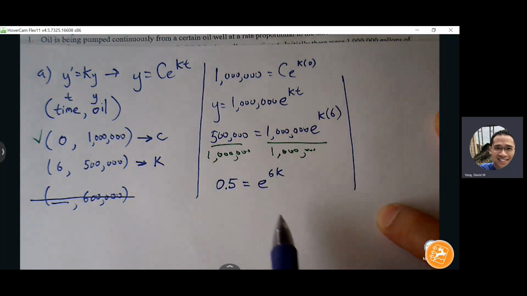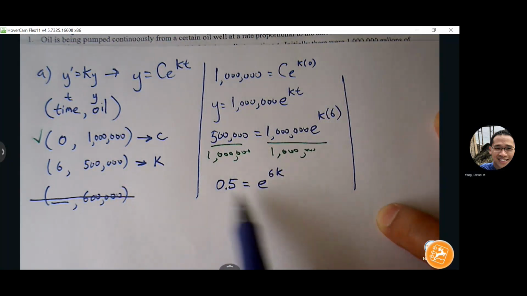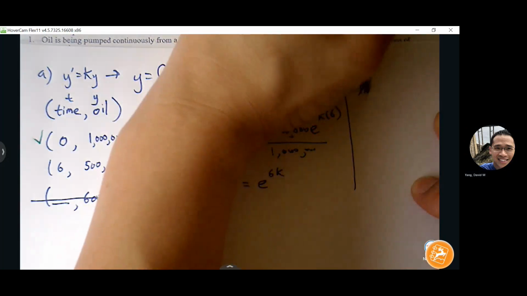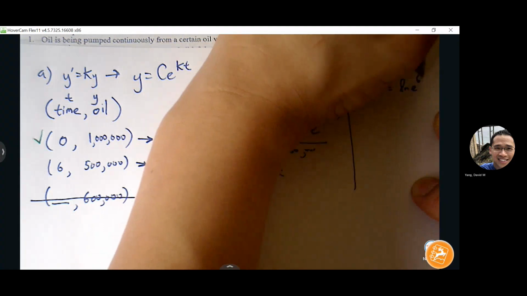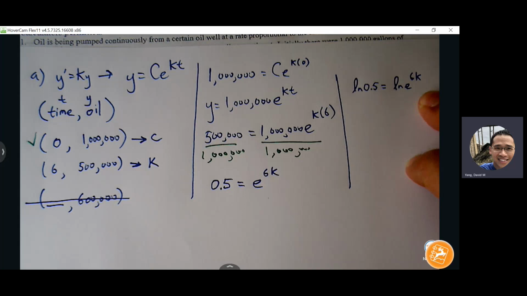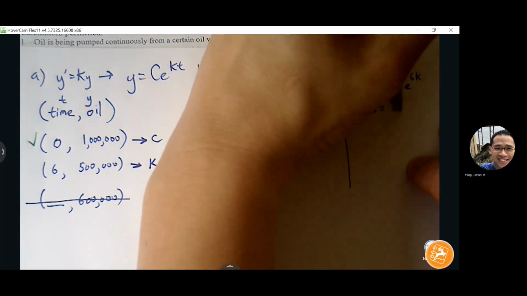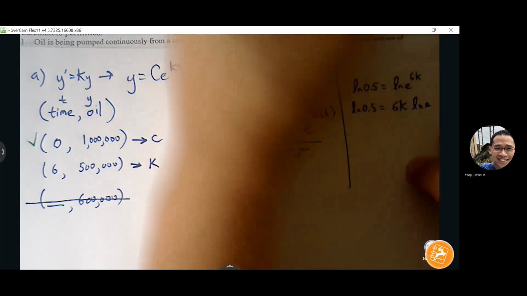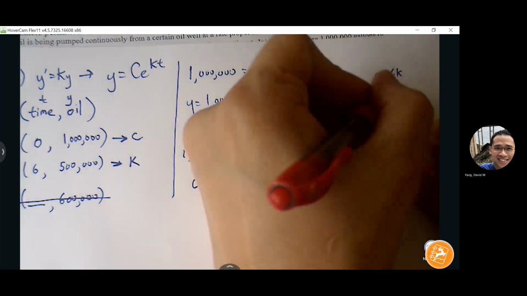Okay, I want to solve for K. What can I do to both sides to allow for this K to come down? Natural log. Bring down the 6K. Natural log of e, we know that's just equal to 1.